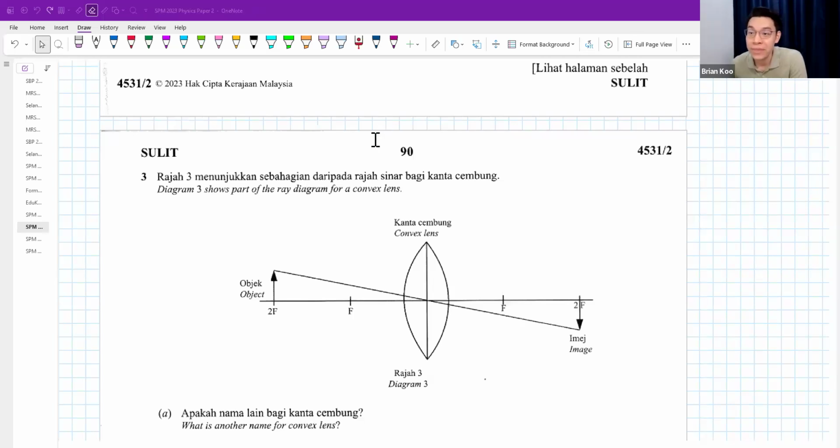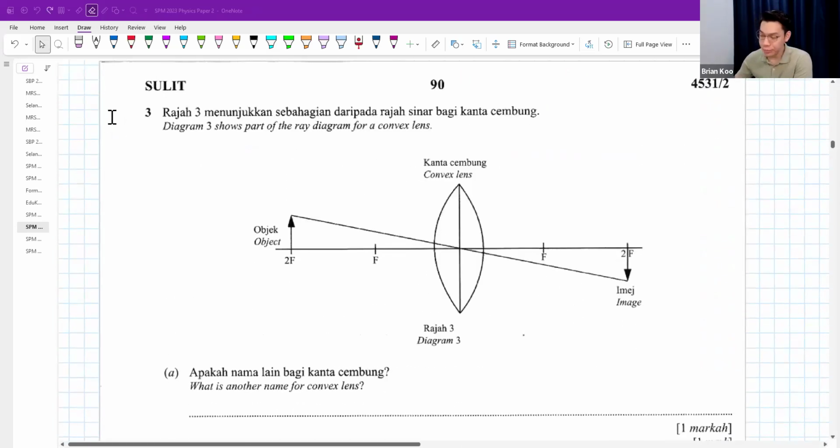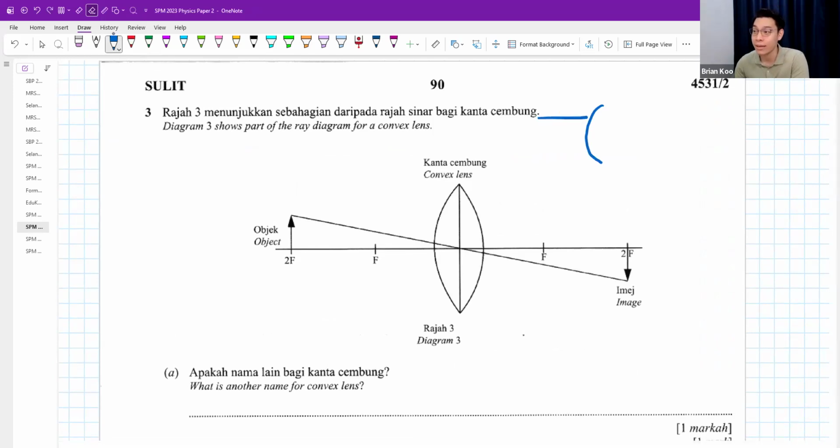Okay, question 3. The diagram shows part of a ray diagram for a convex lens. What is another name for a convex lens? You can use the word converging or diverging, but in case you forget, the convex lens shape is like this, and then you have the light enter this convex shape. Looking at the way it curves, it will focus the light, it will bend the light inwards. That's why we call it converging.